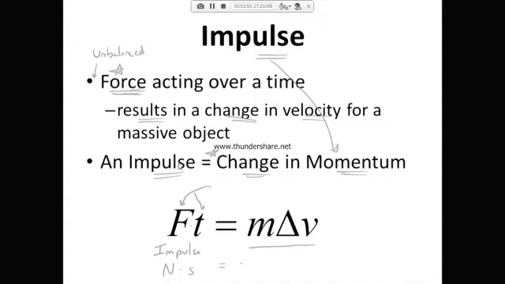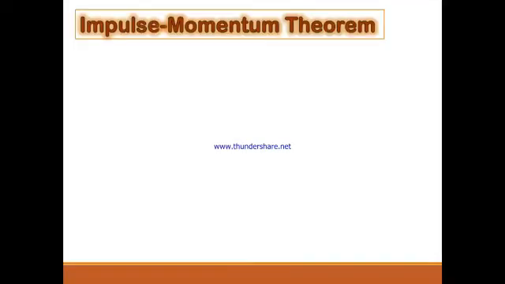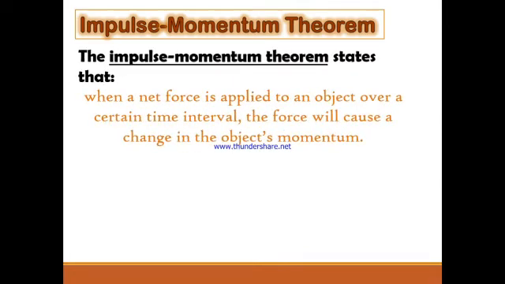So it's force multiplied by second. And that's going to equal mass, which is kilogram, times a change in velocity, which is meters per second. Now, impulse is a force that acts over a course of time and also is the change of P. Now let's talk about impulse and momentum theorem.